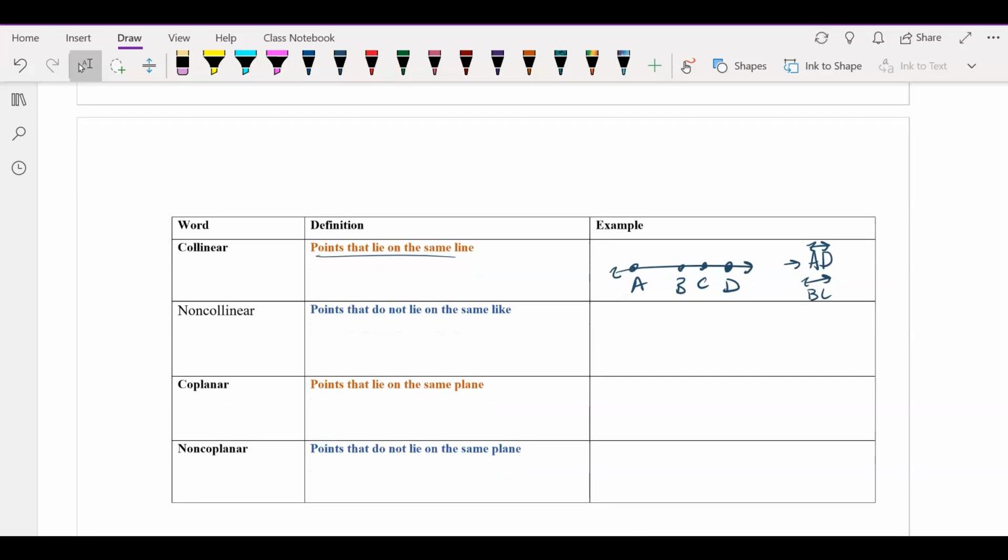Then non-collinear is points that do not lie on the same line. So let's say I have the line RT.